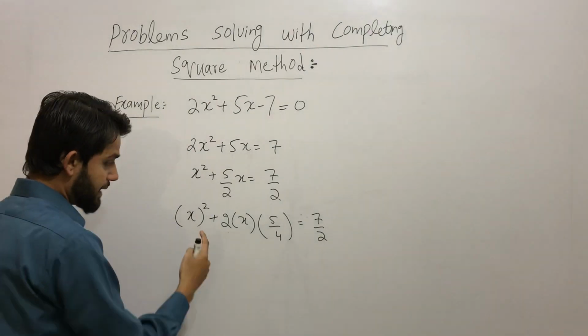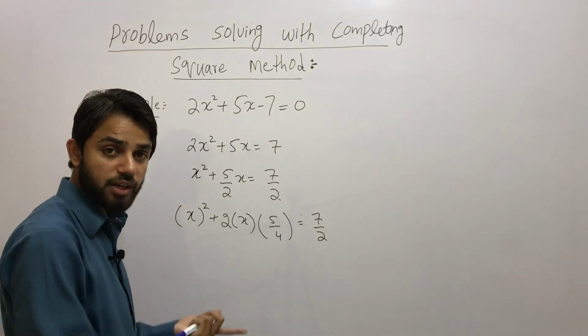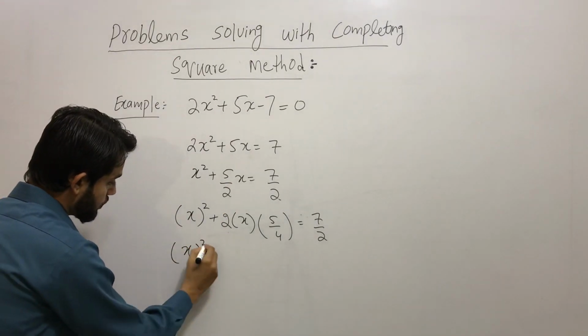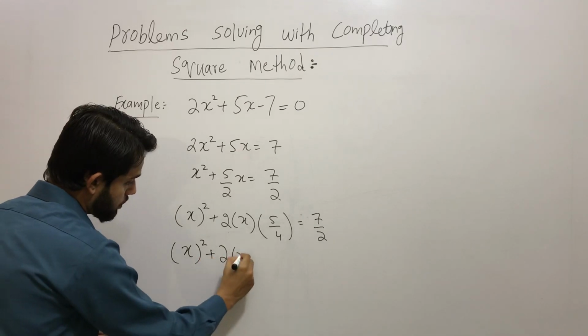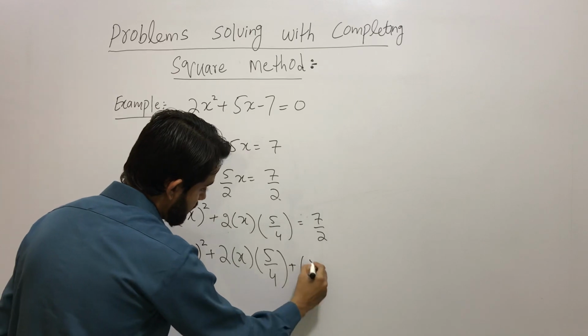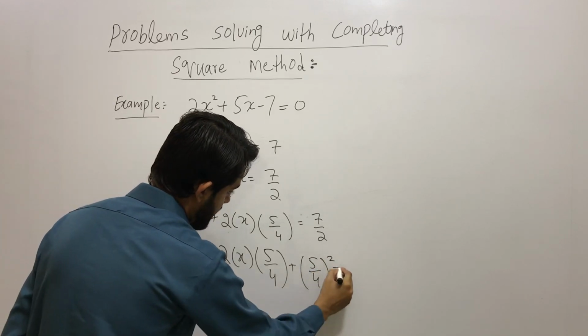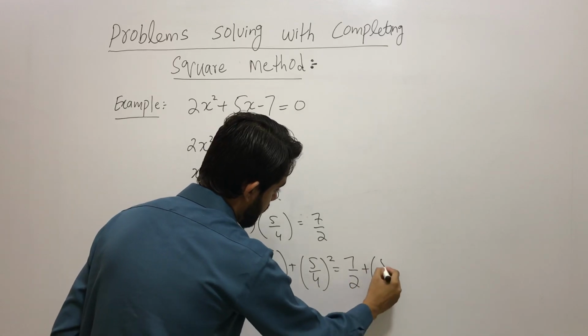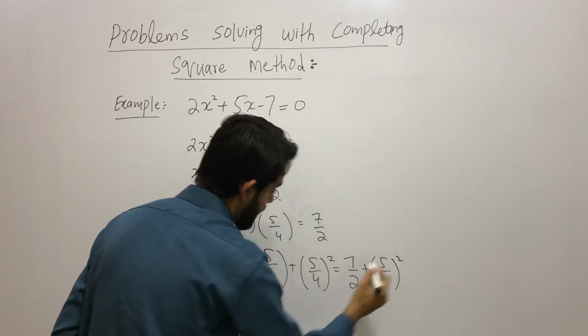So I will add the term b square on both sides of the equation. Remember, on both sides of the equation. So I can write 2 into x into 5 over 4 plus 5 over 4 square. I add it on this side and I am going to add it to the other side. It will become 5 over 4 square.